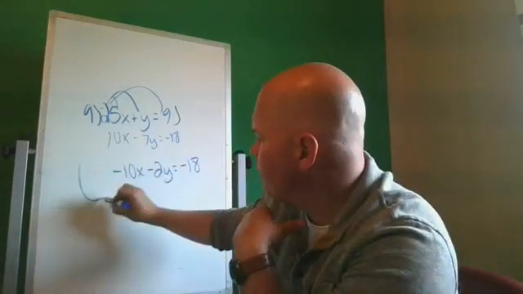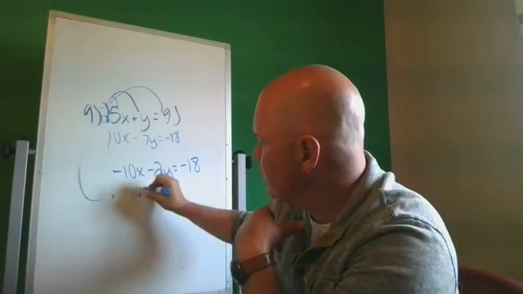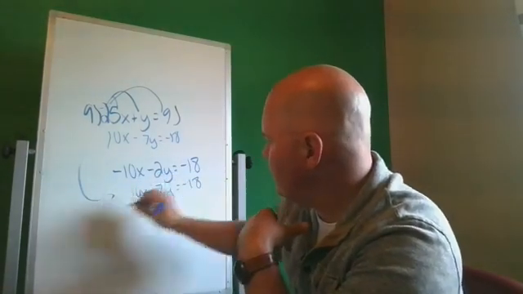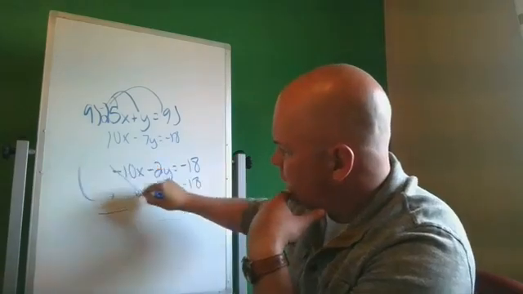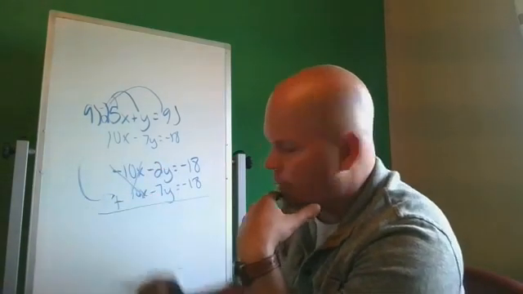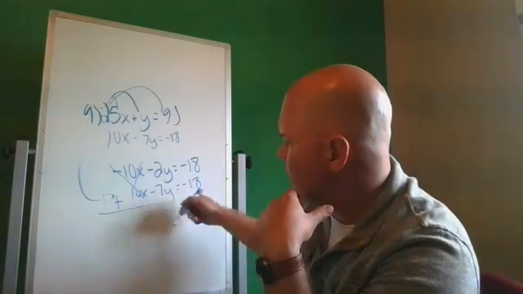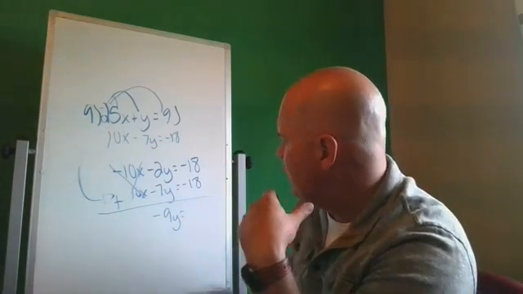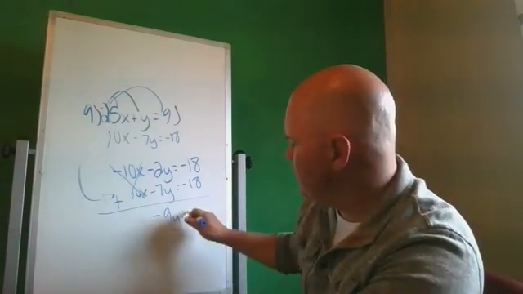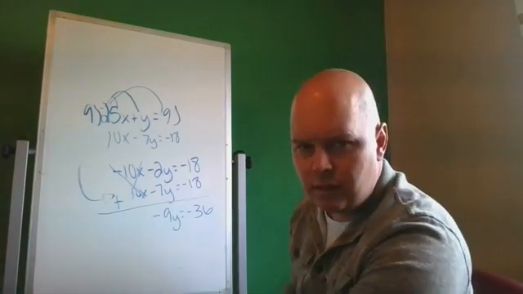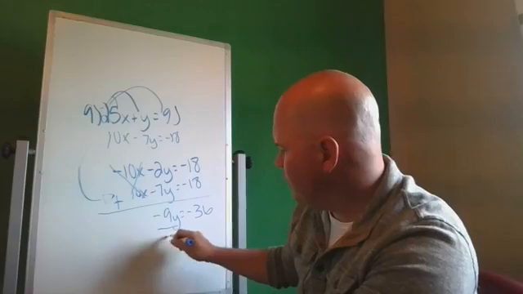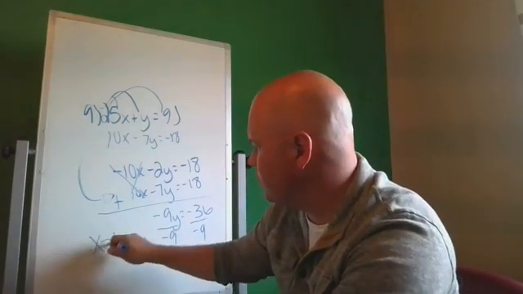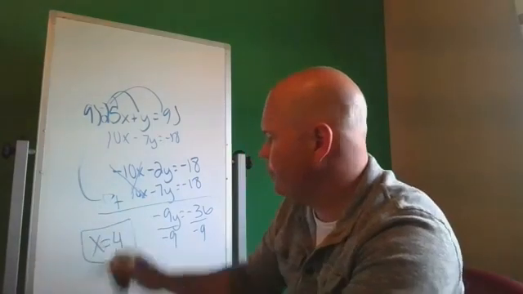Okay, then I just pop this guy down here. There's my 10x minus 7y equals negative 18. That eliminates, so now I combine. Okay, and I'm going to go negative 2y minus 7y is negative 9y. And negative 18 minus 18 is negative 36. And when I solve it and divide both by negative 9, I'm left with y is equal to 4.